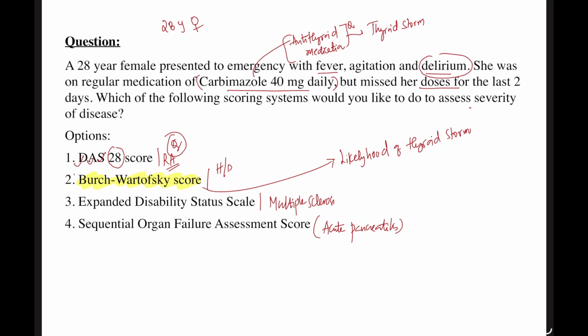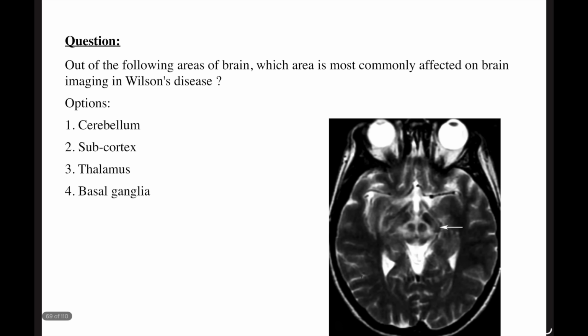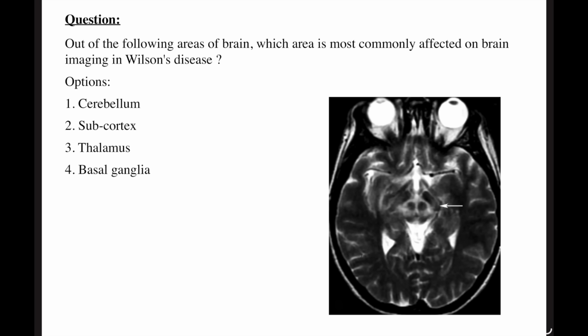So to assess the severity of this disease, the best option is the Burch-Wartofsky score. The details of the score are a little complex because it's a very big score. I'm not discussing that here. It is not even covered in this course. So maybe by exclusion you can come to this option, that is the Burch-Wartofsky score. I think this is the easiest question.